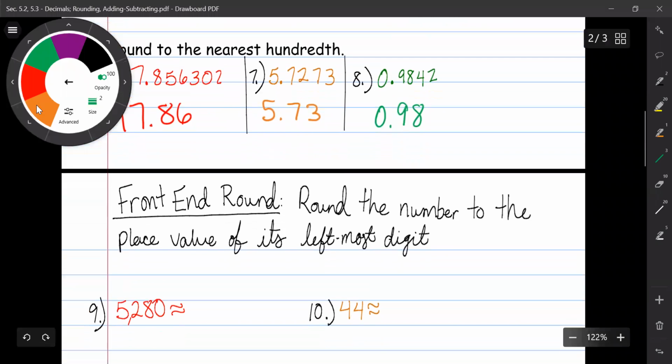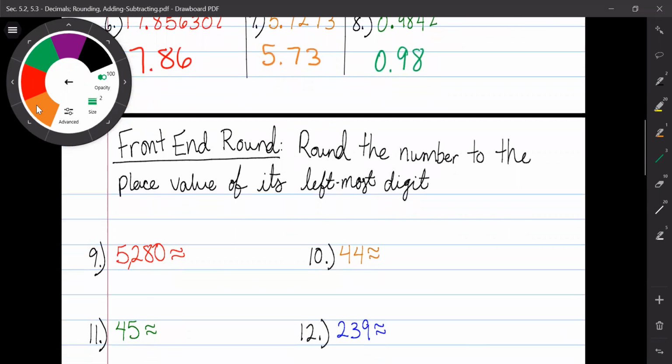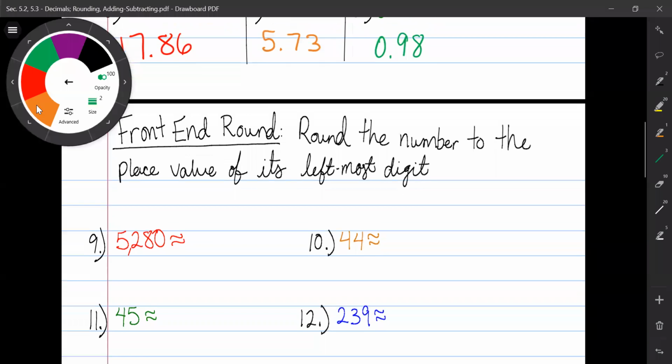Okay, so front end rounding means you're going to take basically the digit in the front. So in other words, the digit that is furthest to the left, the first digit, and you're going to round it to whatever that place value is.